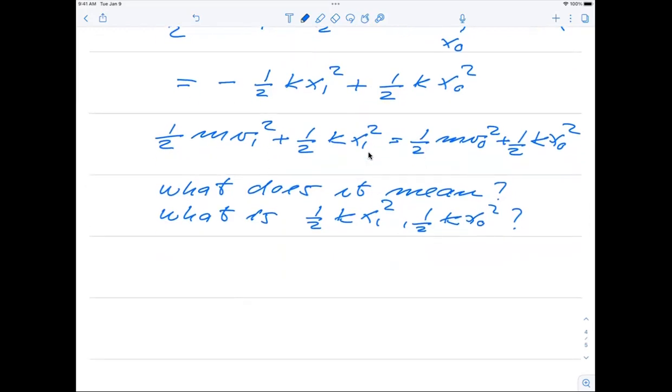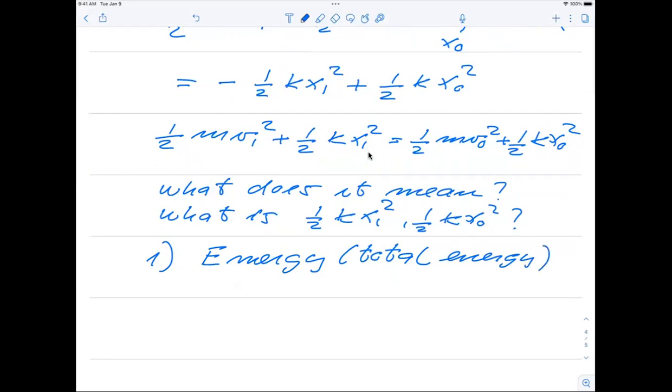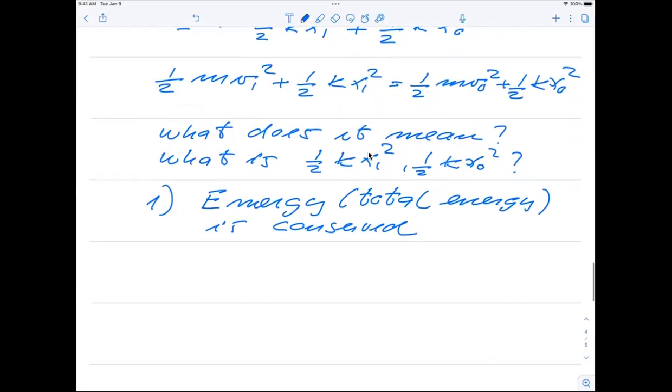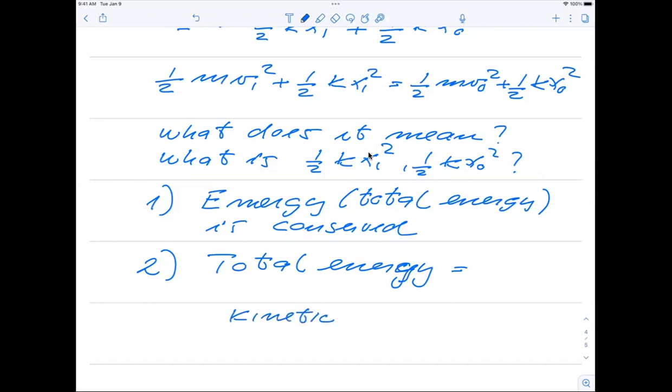So one very important thing I want you to note here, let's put 1, energy conservation. Energy is conserved. So this is actually the total energy. And the total energy, I'm going to define that just in a moment. Energy is conserved. The total energy, the way we are going to define it, is kinetic energy plus potential energy.